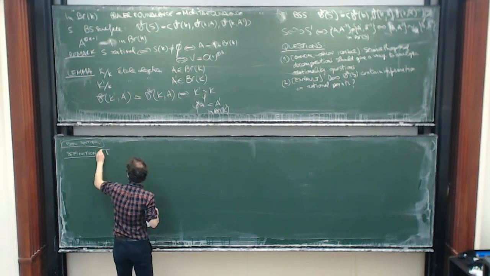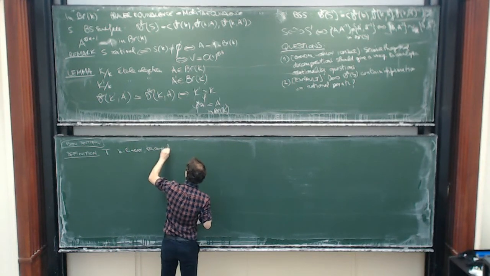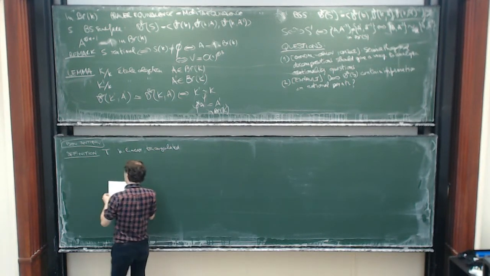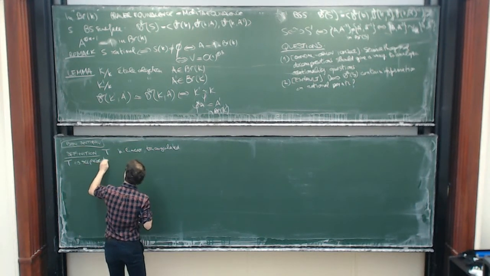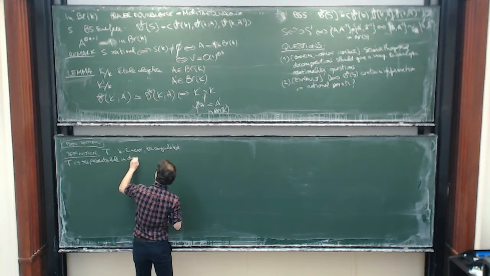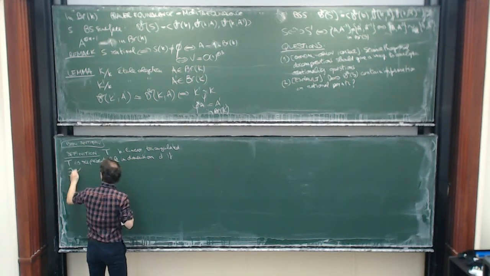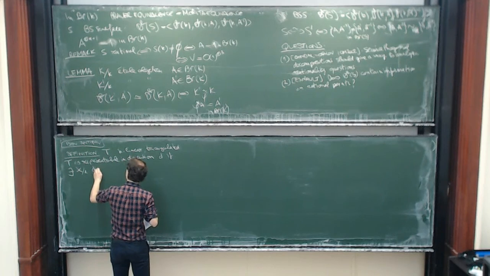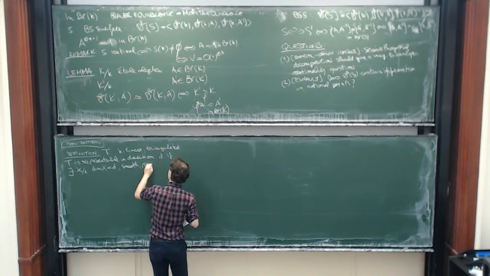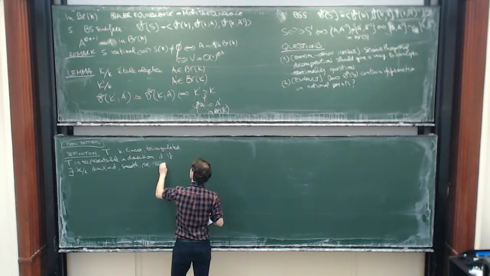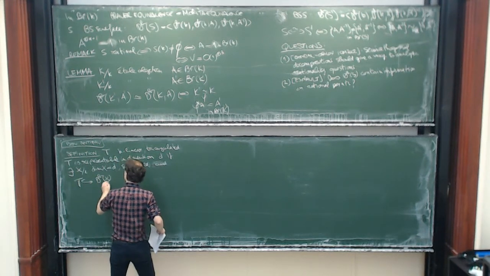So I take T to be a k-linear triangulated category. And I say that T is representable in dimension D, say, if there exists X, a smooth projective k-variety of dimension D, and a fully faithful functor of T inside the derived category of X, admitting an adjoint.